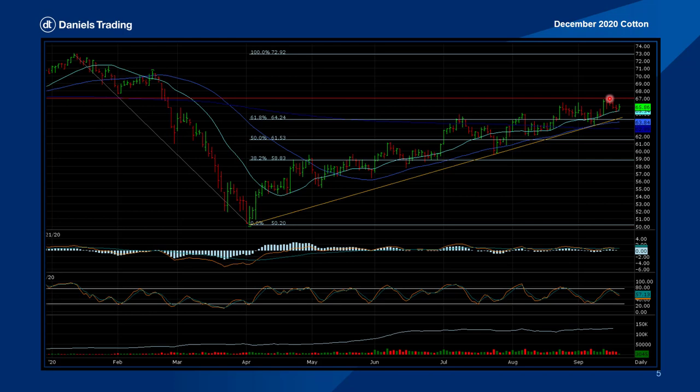It has been making some higher highs, but eventually I think the market's going to close below this trend line and then really take off to the downside. There's a seasonal for cotton as well in this time period.